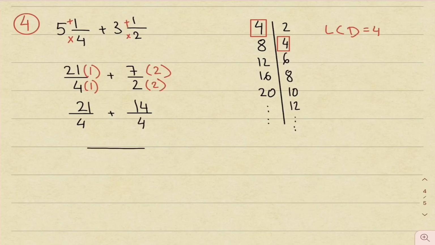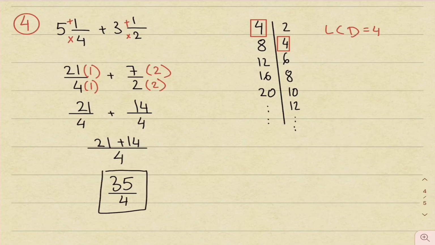So we just keep that denominator, which is 4, and combine the top, which is 21 plus 14. 21 plus 14 is 35 over 4. We cannot reduce that, so the answer is just 35 over 4. Let me do another problem.